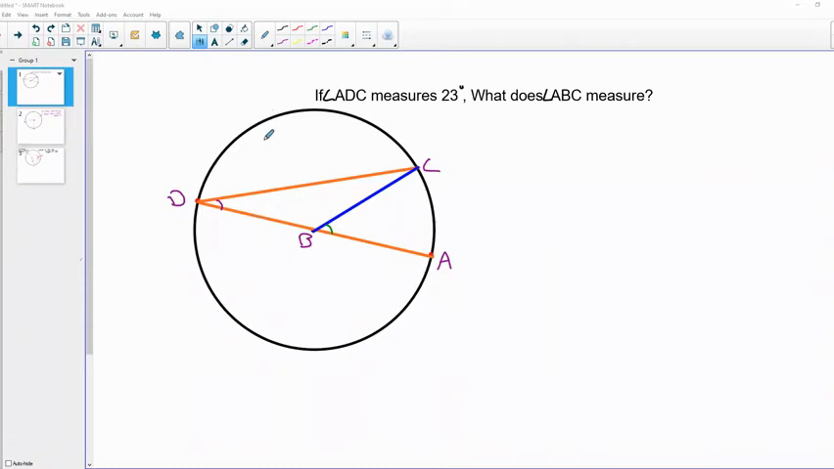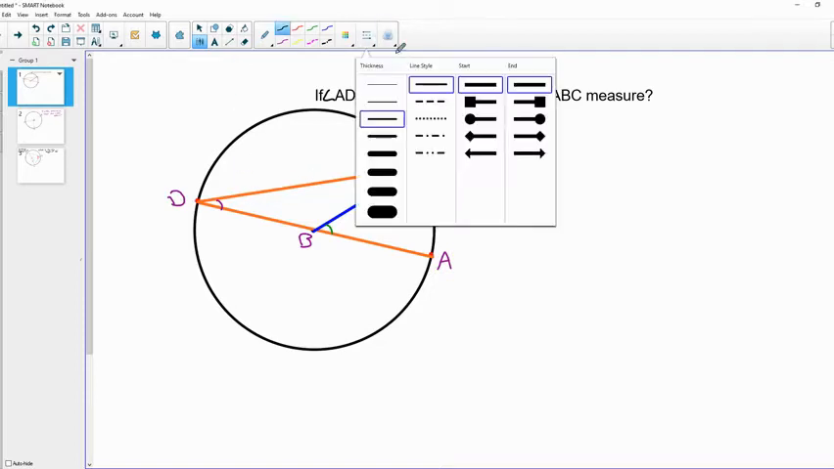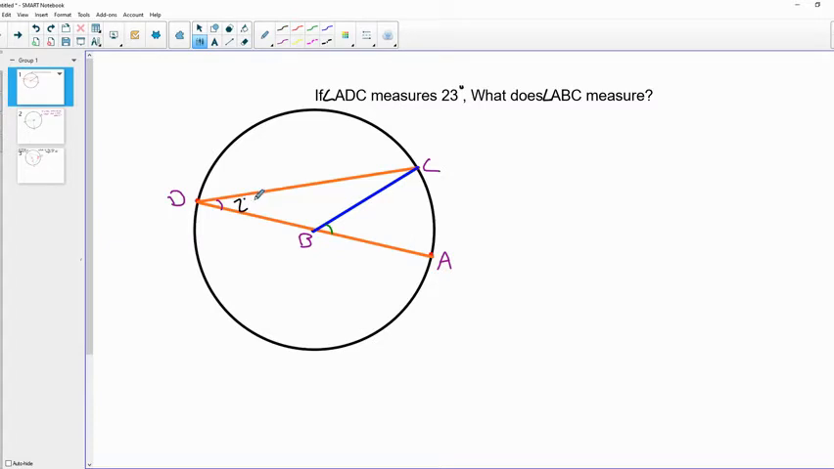Okay, let's do a few examples. Two of them are going to be fairly easy, straightforward. The last one is going to be a little more difficult. So this first one says, if angle ADC measures 23 degrees, what does angle ABC measure?